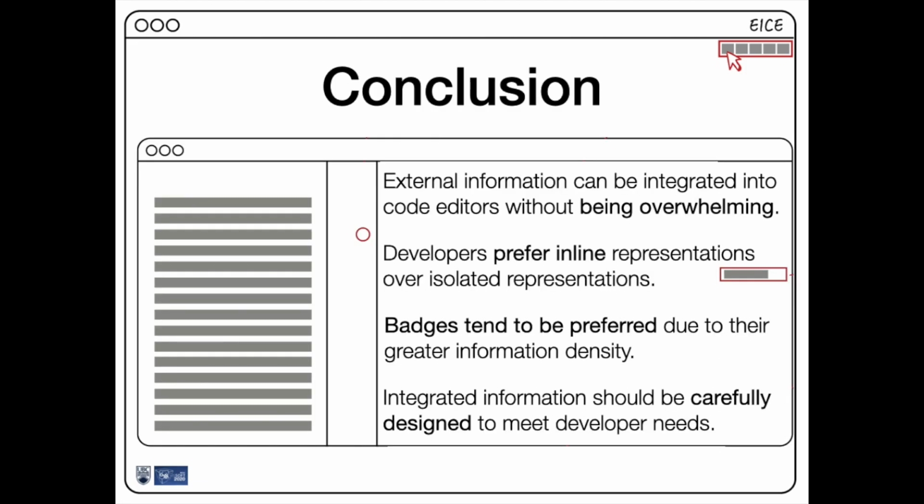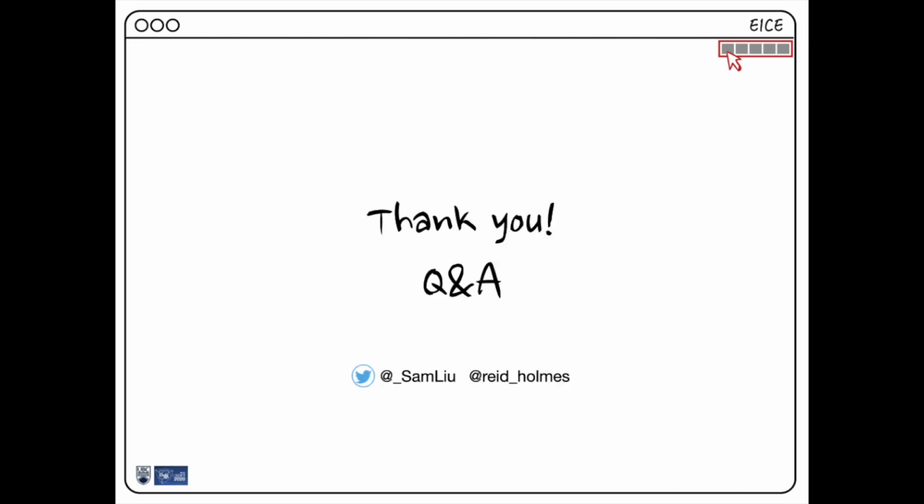To conclude our study, we have four findings. The first is that external information can be integrated into the code editor without being overwhelming. The second is that developers prefer inline representations over isolated representations. Then, badges tend to be preferred due to their greater information density, and integrated information should be carefully designed to meet developer needs. Thank you.